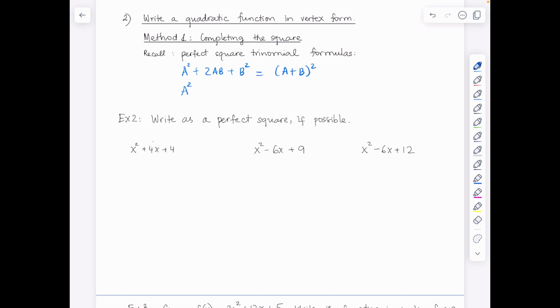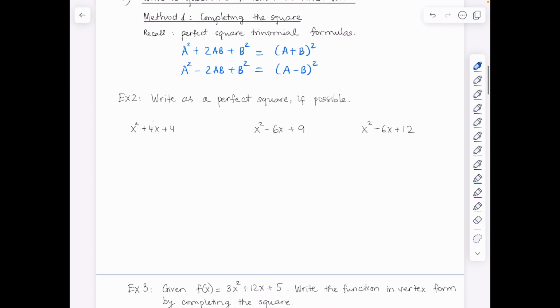Similarly, if you have a squared minus 2ab plus b squared, then that can be written as (a minus b) squared. In example 2, we want to write these trinomials here as perfect squares if possible. So the first example is x squared plus 4x plus 4. First step you should do is determine if the first term is a perfect square, and it is because it's already written as a square form.